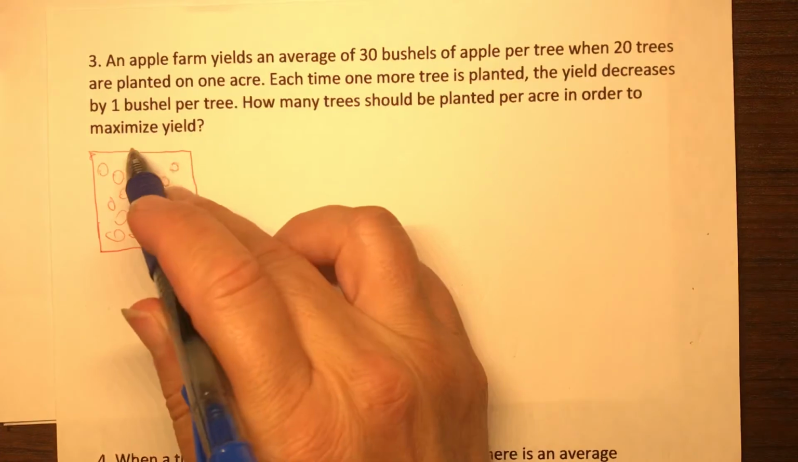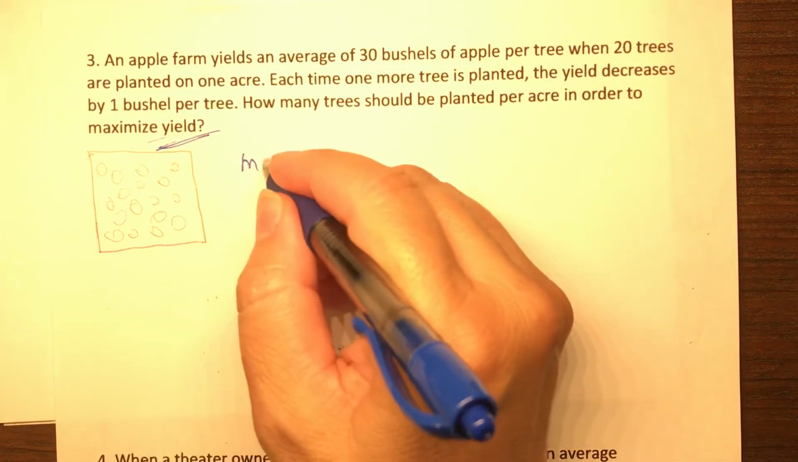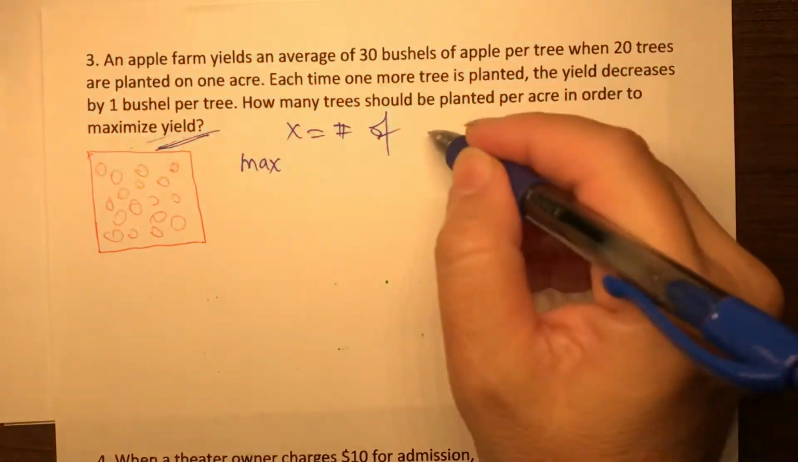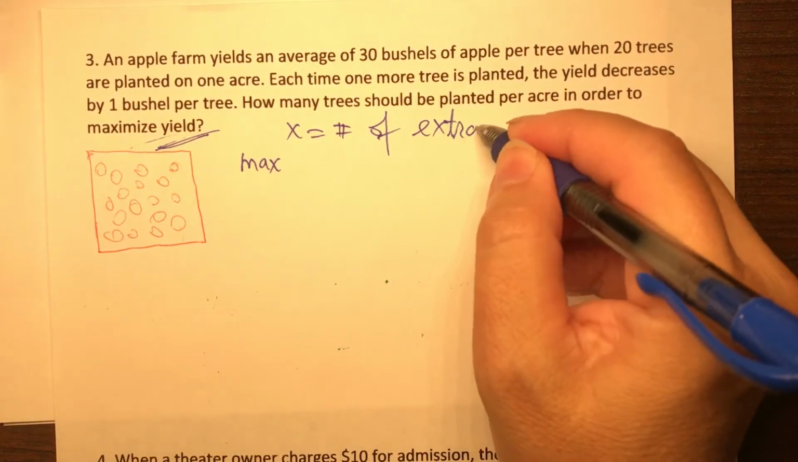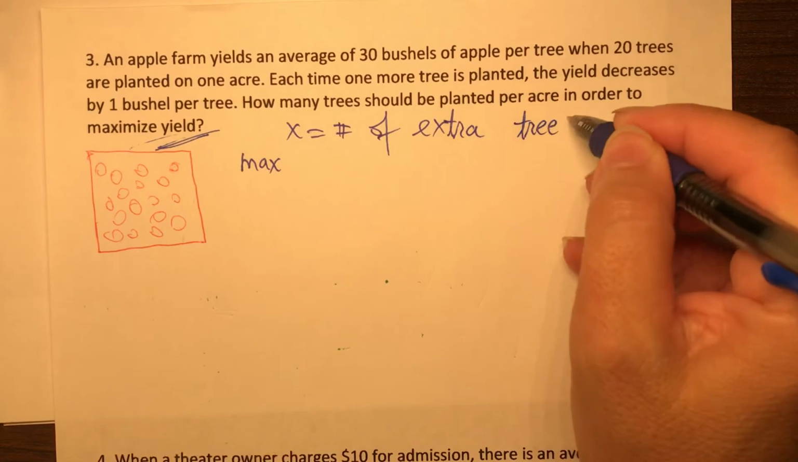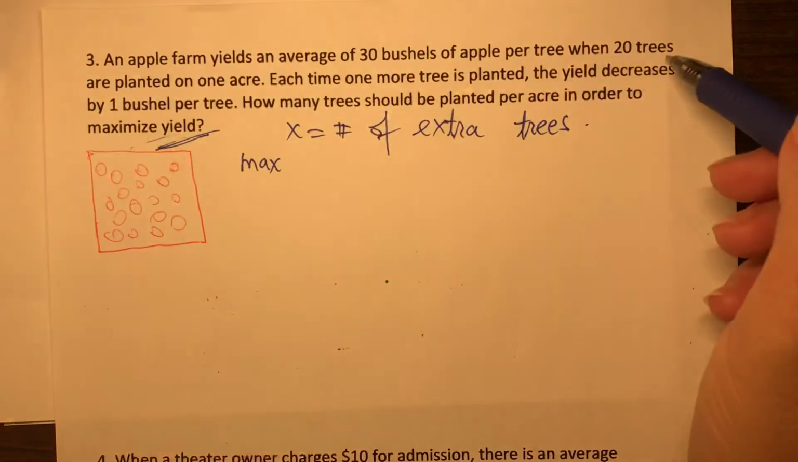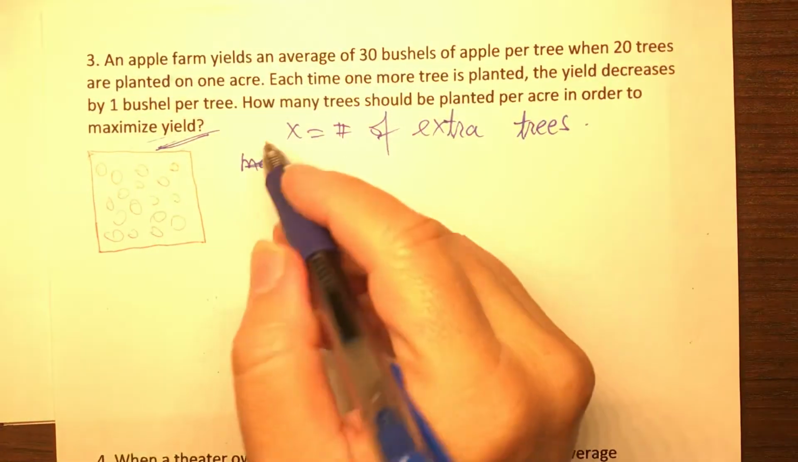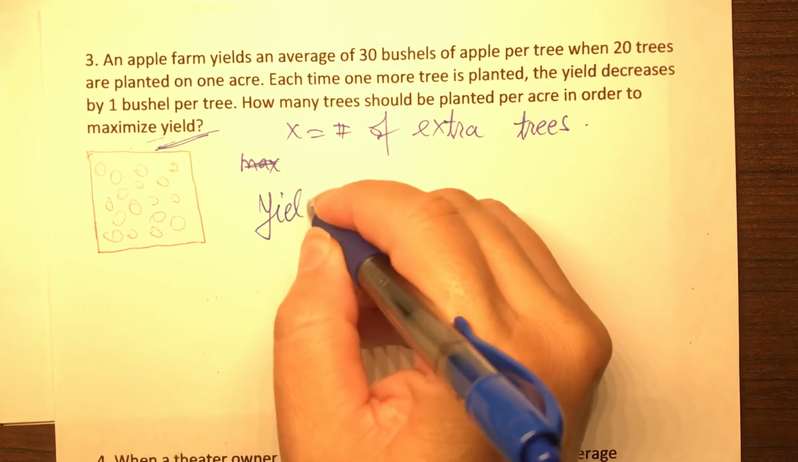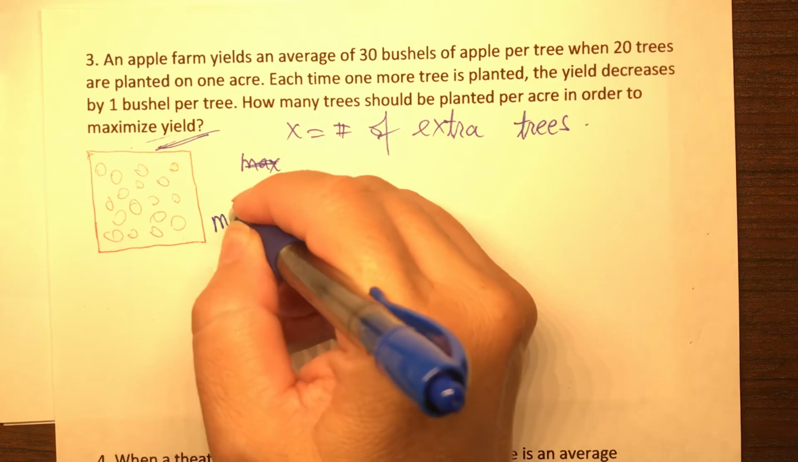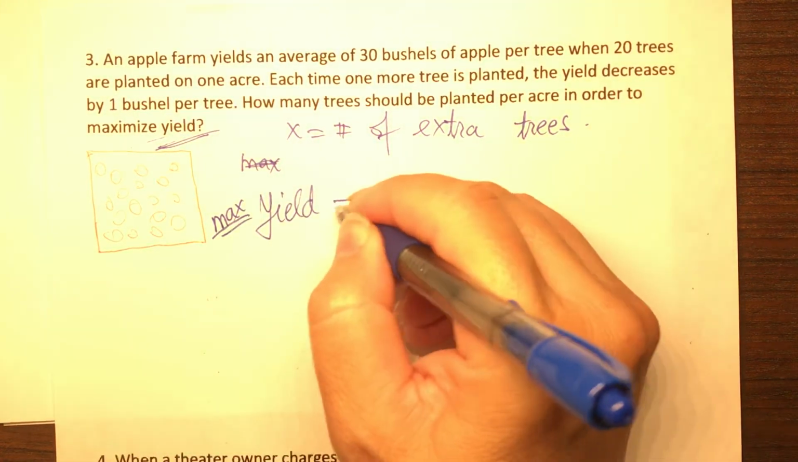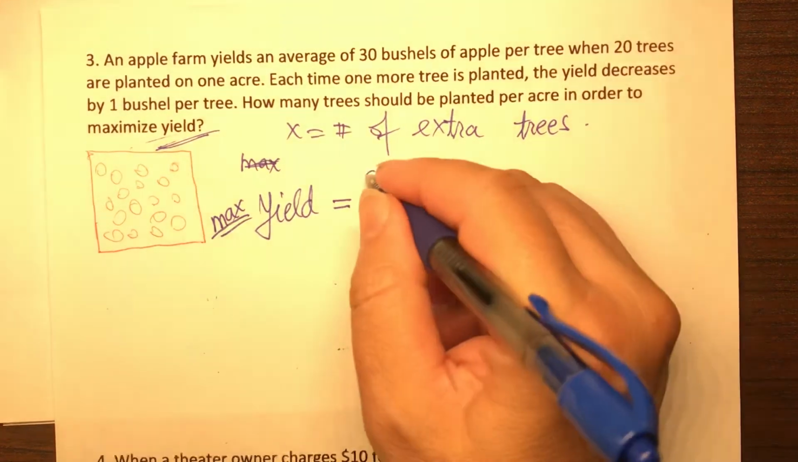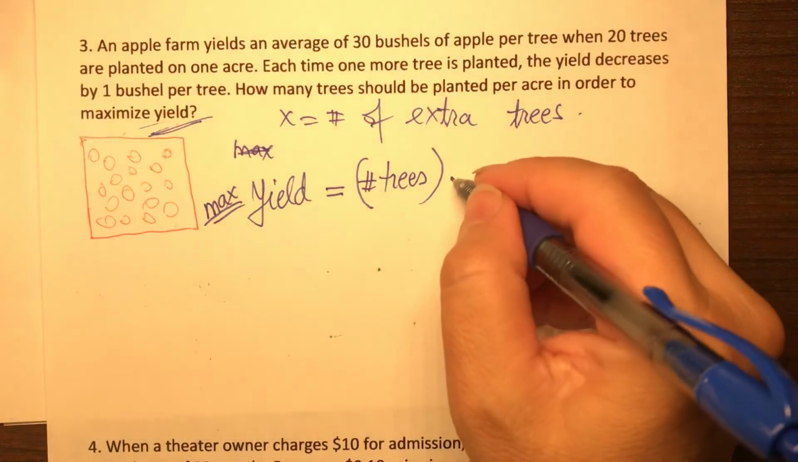The yield, right? We want to maximize the yield. And again, let X be the number of extra trees, or tree increments, yes? Because it's actually, by the way, one extra tree. So we want to maximize the yield. The yield is the number of bushels you're going to get. So that's going to be what? Number of trees you have, right? So number of items, which are your trees, times what?